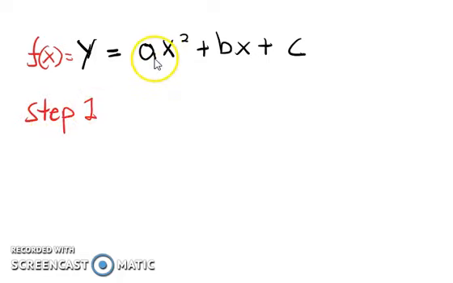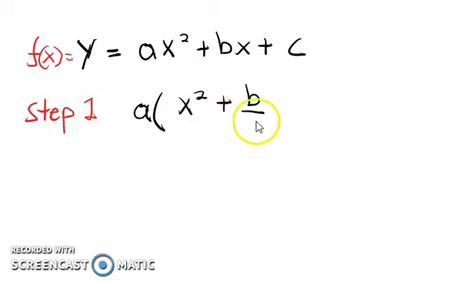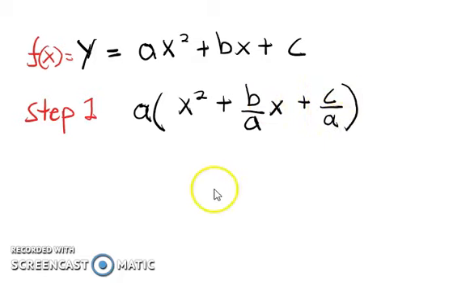We are going to factorize the a. How we do that is we divide every one of these terms by a. We take the a out, x squared, and the b will be divided by a, and here's x, and the c also will be divided by a. This is step 1.